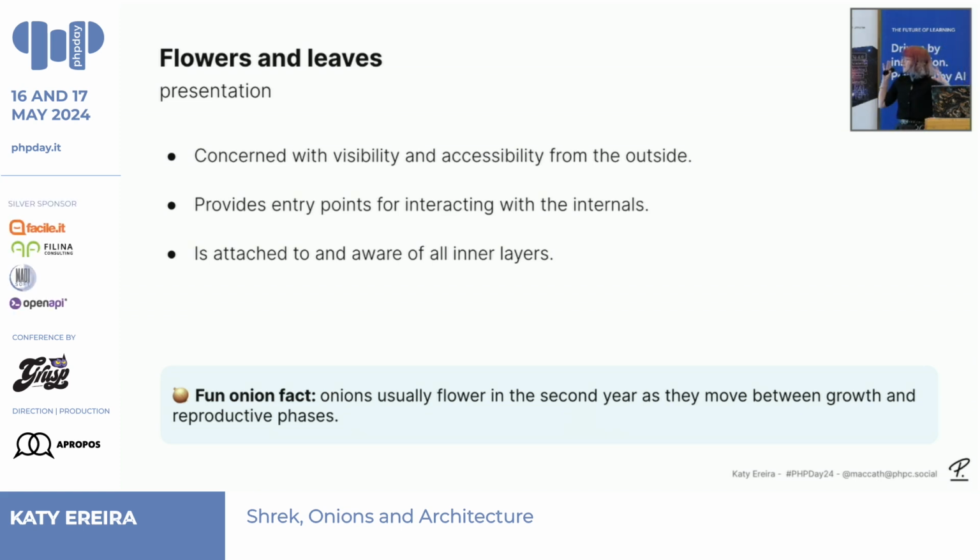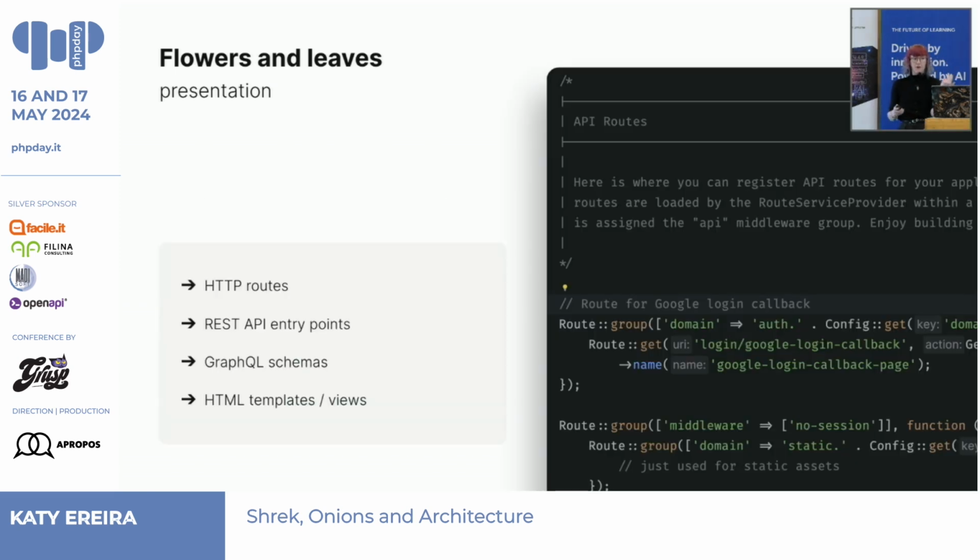So the presentation layer of the onion is kind of aware of all the internal layers, but it's the only part that's visible to the outside world. And in our code bases, these look like HTTP routes and API entry points, GraphQL stuff, and HTML, and God forbid, JavaScript.